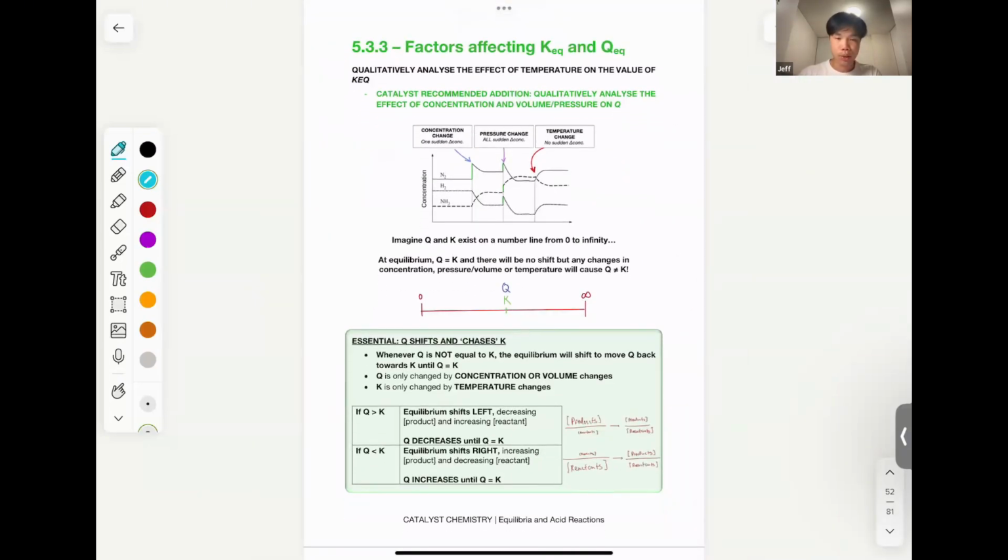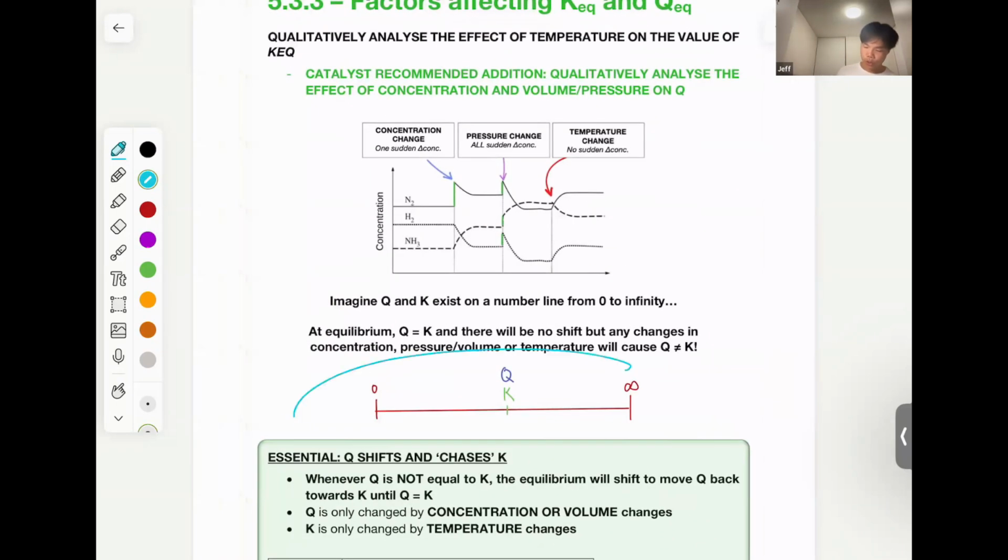As we discussed, Q and K tell you about position of equilibrium, and there's factors that can change both Q and K. We are at equilibrium when Q equals K, and I like to visualize it as a number line. Shifting right means for your Q to get bigger. Shifting left means for your Q to get smaller.